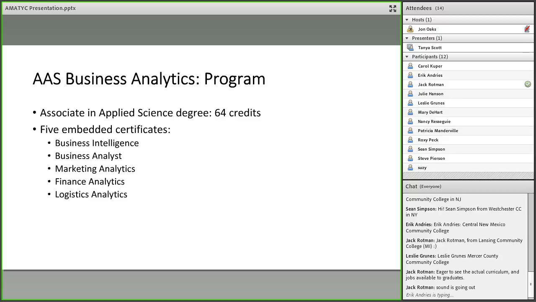And then we have 3 discipline-related certificates for those students to align their electives to. So we have marketing analytics, finance analytics, and logistics analytics. And by the way, logistics analytics is huge right now. There's a huge demand. And there's been not a lot of curriculum designed around that. So we're working on that currently right now.